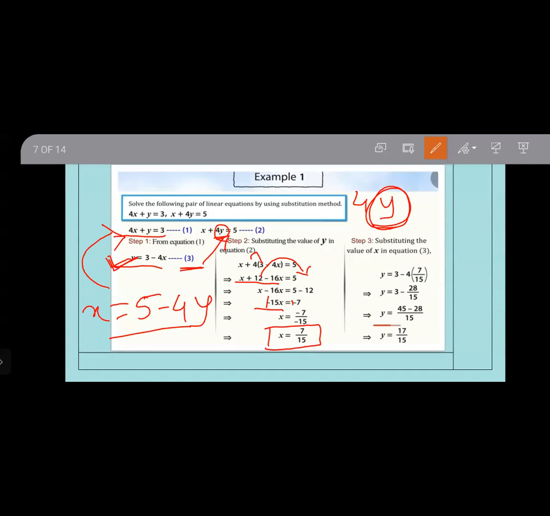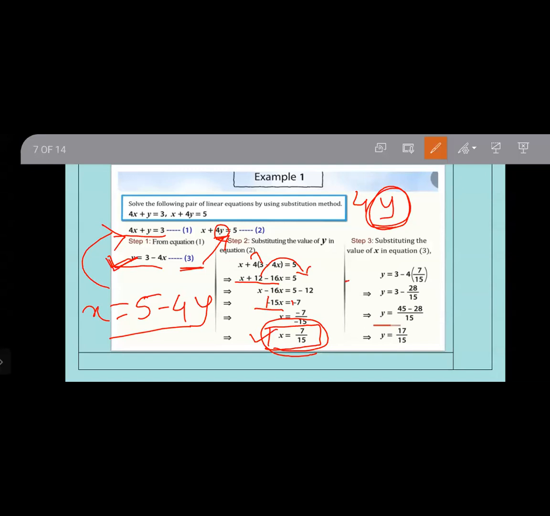Now this value of x you can substitute either in equation 1 or in equation 2 or in equation 3, any of the equations. Here you have the choices. Once you get the value of one variable, you can substitute that value in any equation of your choice. So substituting the value of x in equation 3.